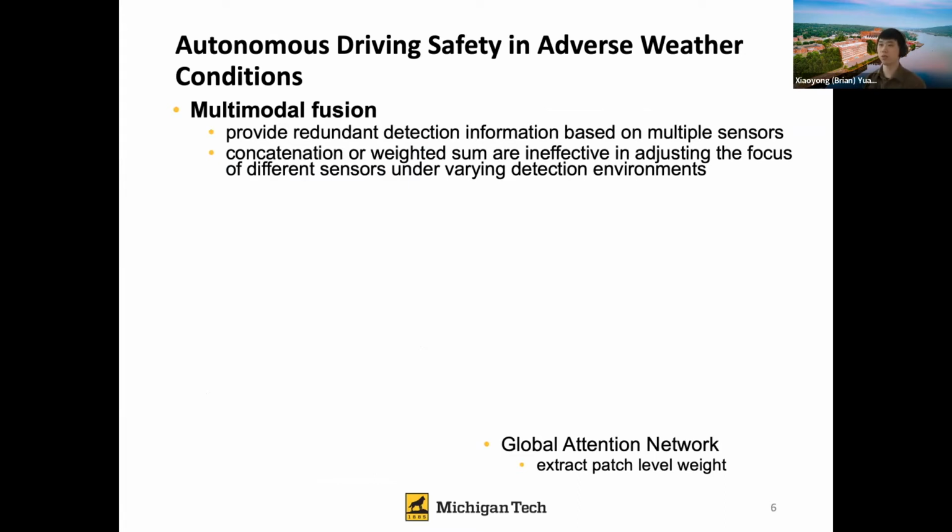One of the promising solutions to address these issues is that we do not rely on a single sensor. We use multiple sensors to provide redundant detections. However, most of the existing multimodal fusion approaches leverage concatenation or some weighted sum, which are not very effective in adjusting the focus on different sensors in various detection environments.